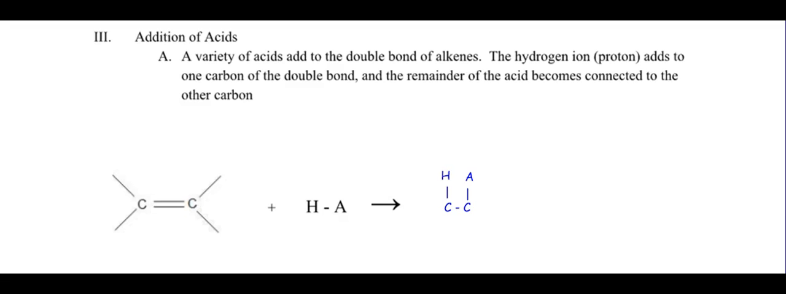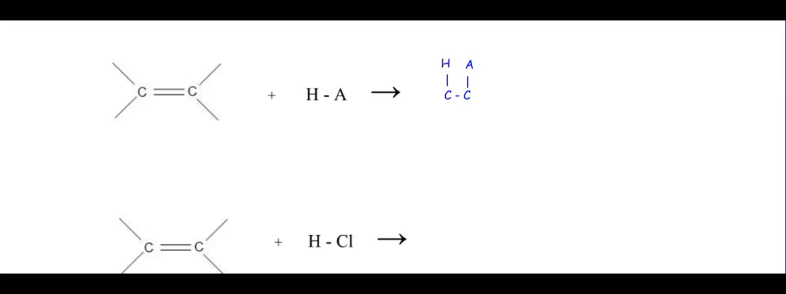And that adds to the one carbon of the double bond, and the remainder of the acid becomes connected to the other one. So for example, here's my HA. This is your proton of the hydrogen ion. Here's the rest of the acid. Breaks the bond, the H jumps on one, the rest of the acid will jump on the other one. So let's look at a specific example. I'm assuming that these are hydrogens. Really, they can be anything, all right? But I just made them hydrogens because it's a lot easier to type that way.